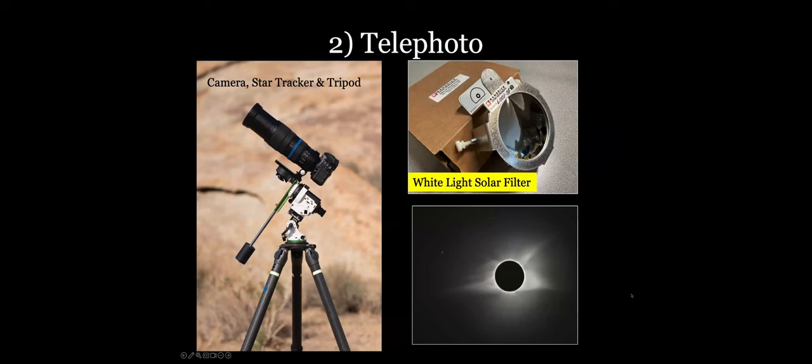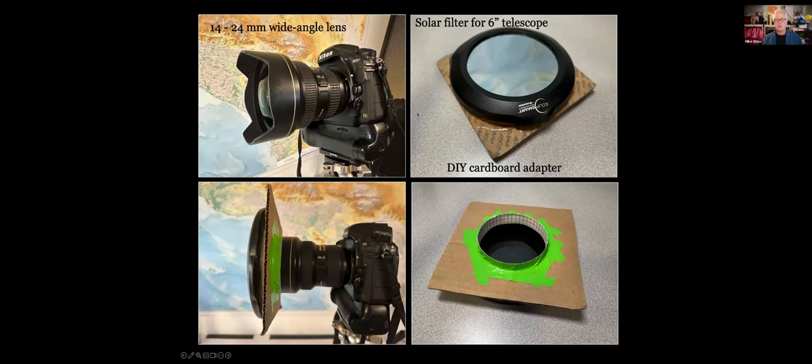Let's go back to here. So here we have a way to adapt a solar filter to a wide angle lens. And as I said, as you'll see in the planning part of the presentation, we're most likely going to want to use a 14 or a 16 millimeter lens for the wide angle shots.